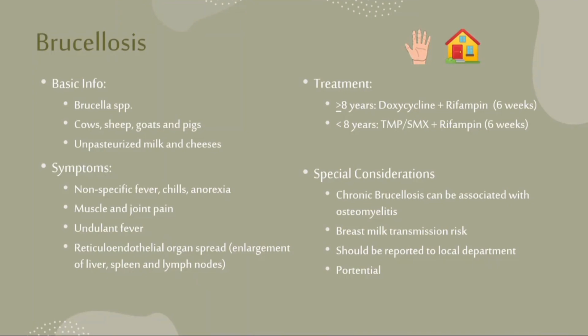So some special considerations here is that this infection does have very high relapse rates, and some people can actually have chronic brucellosis, and osteomyelitis can be associated with that. So that's something that can be a severe consequence that we should be aware of. And then person-to-person infection is extremely rare, but there is that risk of breast milk transmission.